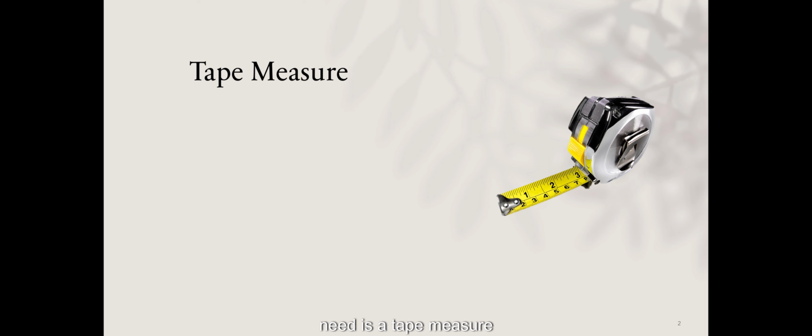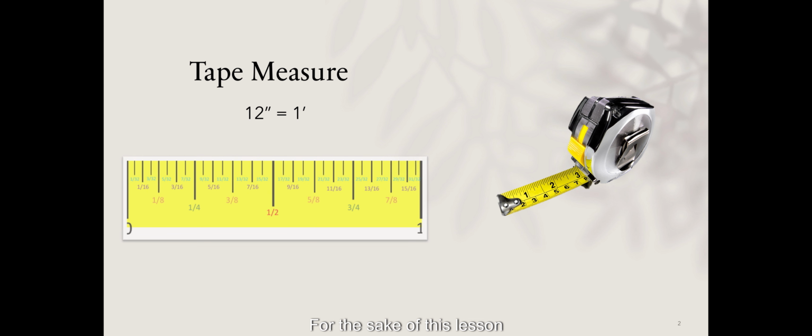So first thing we're going to need is a tape measure, and we're going to discuss how to properly read a tape measure. There are 12 inches to 1 foot. For the sake of this lesson, we're going to make sure that we round up to the nearest foot. It's better to be a little bit oversized than it is to be undersized for proper measurements.